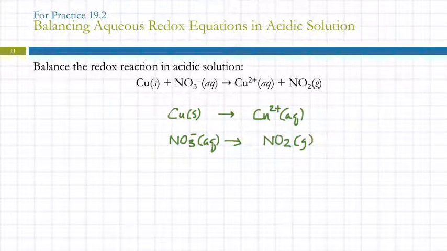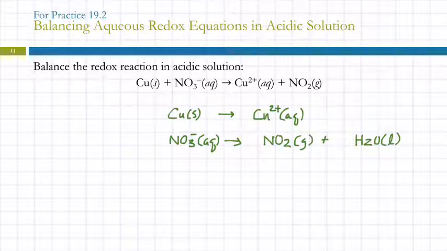Balance with respect to mass. So the first one is already mass balanced, 1 copper on each side. This one, we have 1 nitrogen on each side, 3 oxygens here, 2 oxygens there. What do we add to balance oxygen? Water. So I've got 3 oxygens and 2 oxygens. I need an extra oxygen on this product side, and so I'm going to add a water molecule. 3 oxygens on each side.